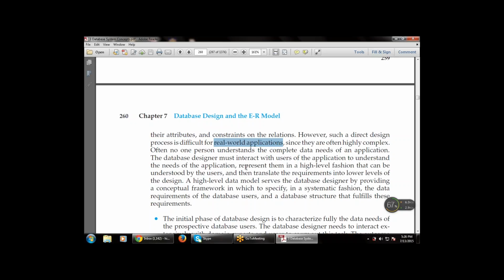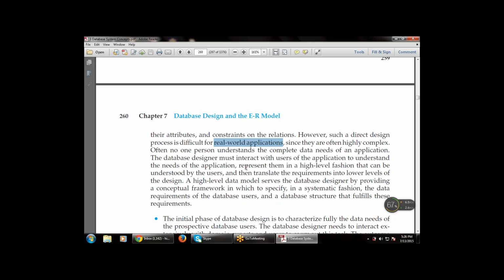So what is the low level of the design and how to represent it? That is just giving the overview of the various structures of the database, that is, what the database looks like. A high-level data model serves the database designers by providing a conceptual framework in which to specify, in a systematic manner, the data requirements of the database users and the database structure that fulfills these requirements. That is, what is the requirement, how it is fulfilled, and what is the basic structure, that is the database structure. Now, what are the various frameworks that are used?